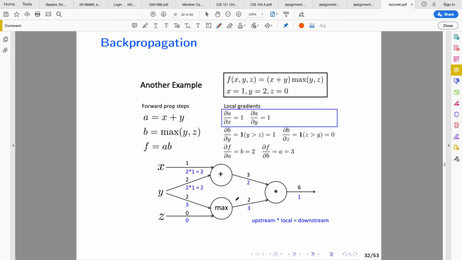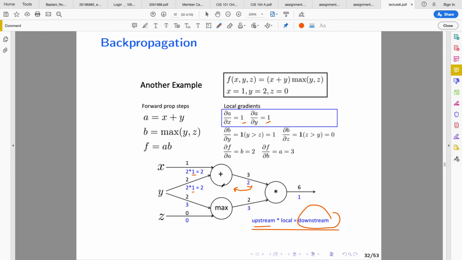The same thing goes here. We do a partial derivative of a with respect to x, gives us a 1. We multiply by the upstream, which is 2, gives us a 2. Partial derivative of a with respect to y gives us a 1. We multiply by the upstream, which is 2. So essentially, to get our downstream value, we multiply the local stream, that is the derivatives we're getting here, by the upstream, that is what is being carried from earlier values in the backpropagation.